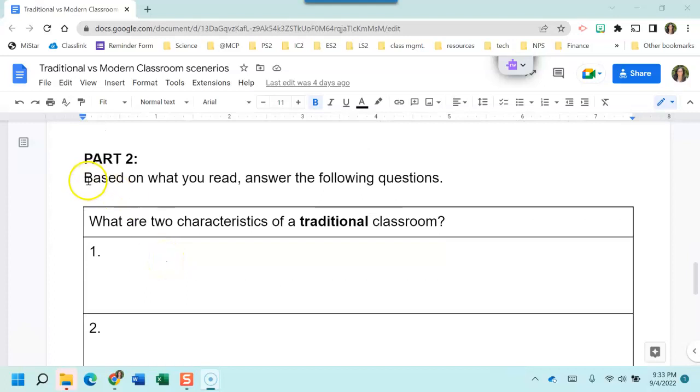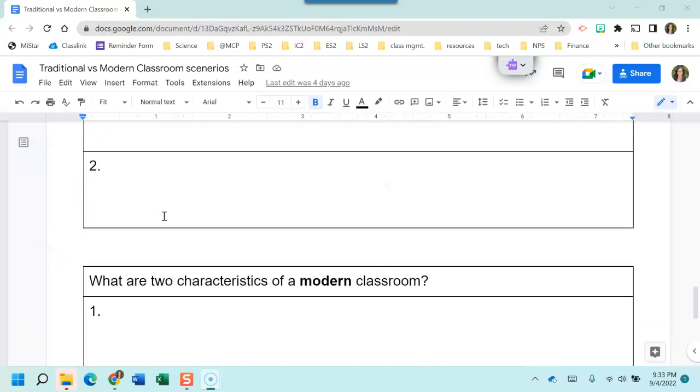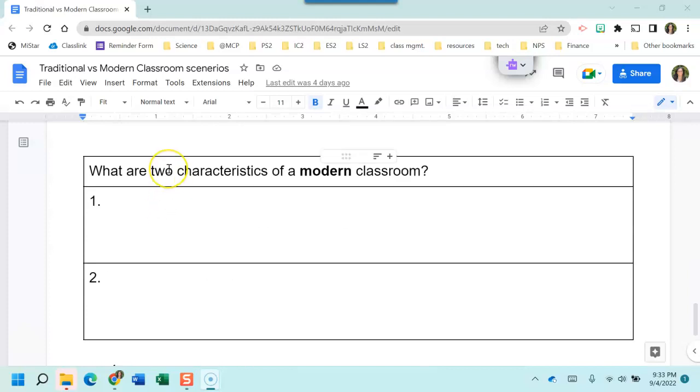Part number 2. Based on what you read, answer the following questions. What are 2 characteristics of a traditional classroom? What are 2 characteristics of a modern classroom?